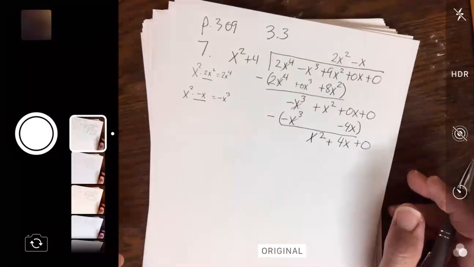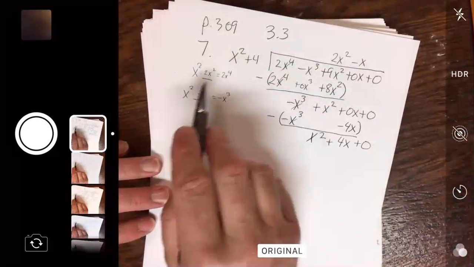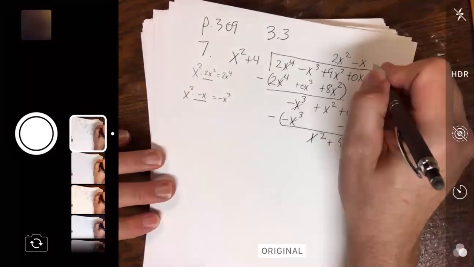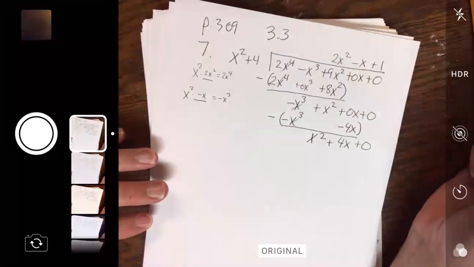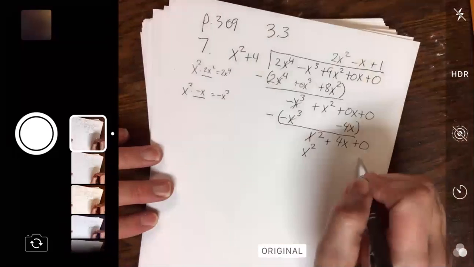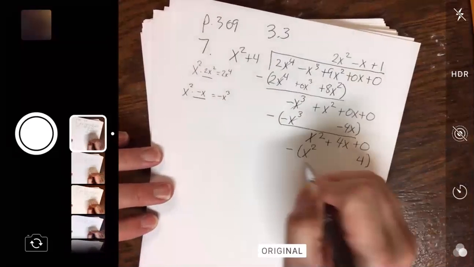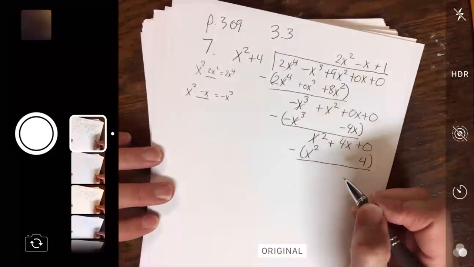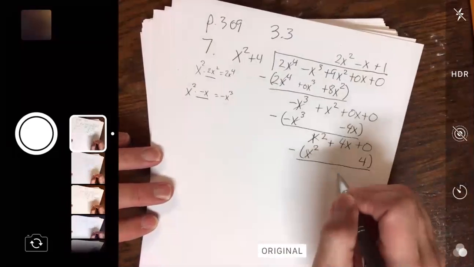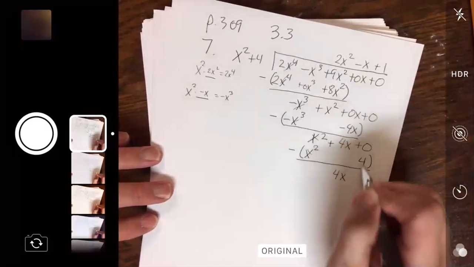Are we ready for round 3? It's almost so easy it's hard. X squared times what is an x squared? Has to be a 1. So 1 times x squared is x squared, and 1 times 4 is 4. I line that up under the 0. Subtract, parentheses. The x squareds cancel, x squared minus x squared. 4x comes down. And then 0 minus 4 would be a negative 4.